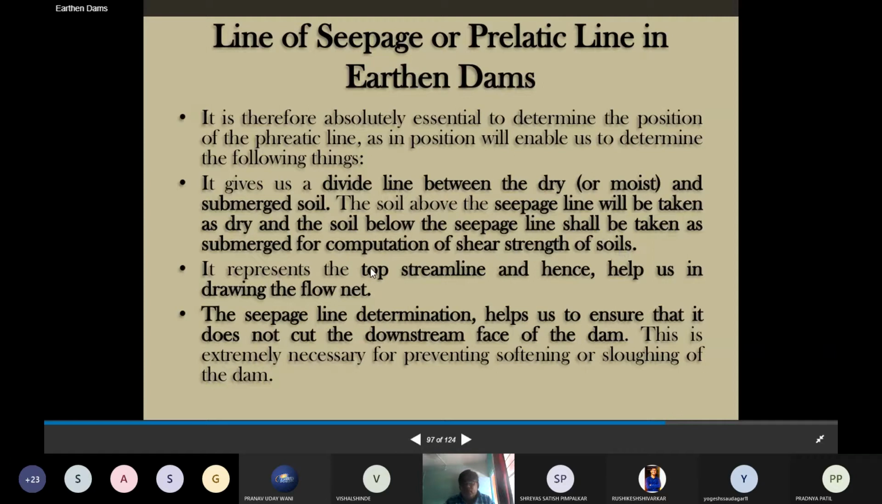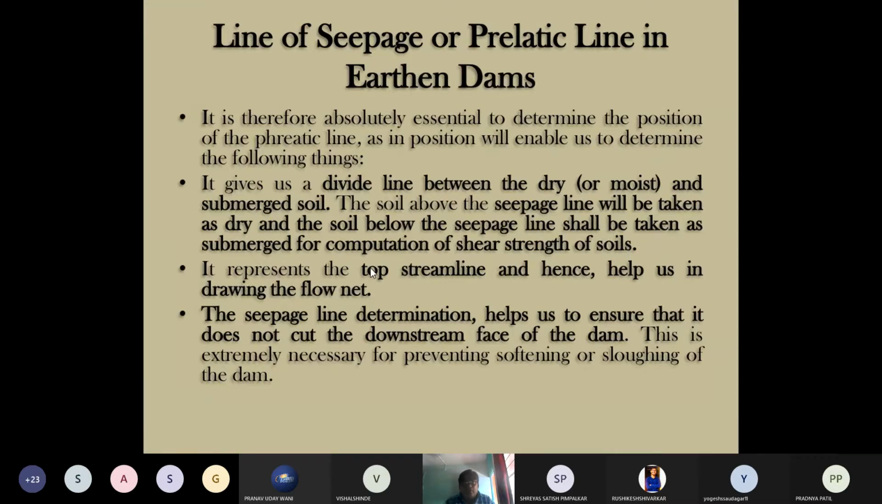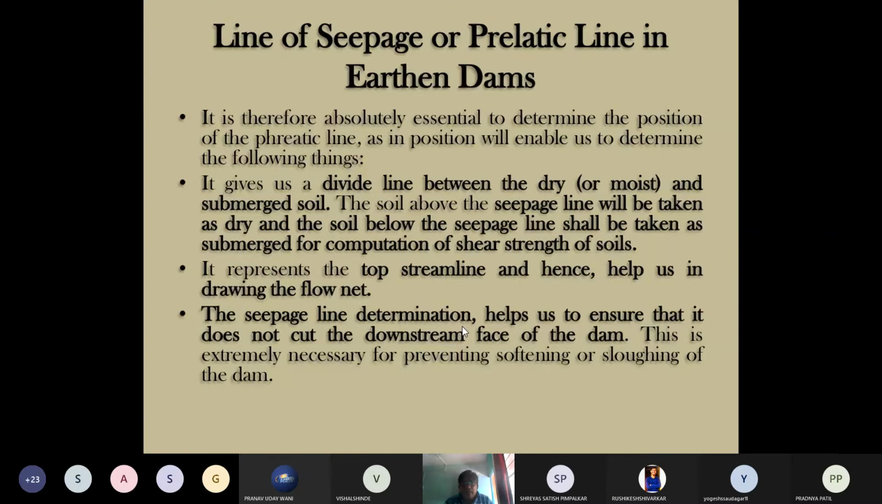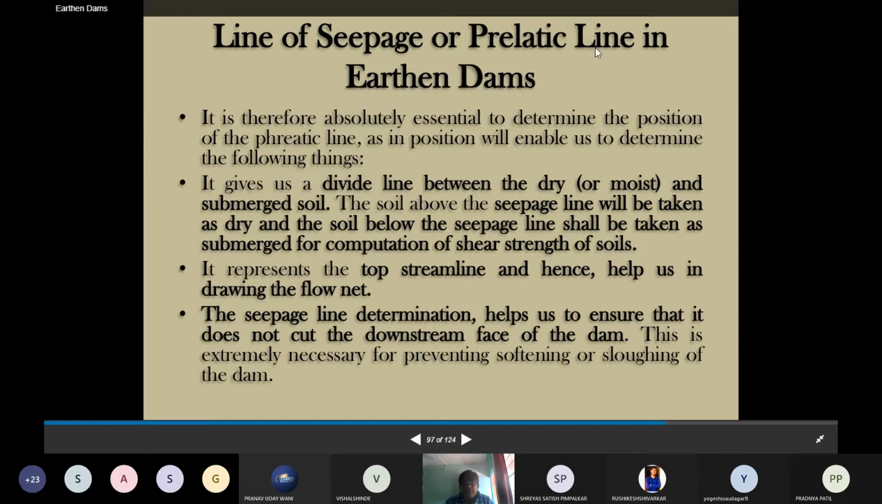Then it represents the top stream line and hence helps in drawing the flow net. The seepage line determination helps us to ensure that it does not cut the downstream face of the dam, and this is extremely necessary for preventing the softening as well as sloughing of the dam.